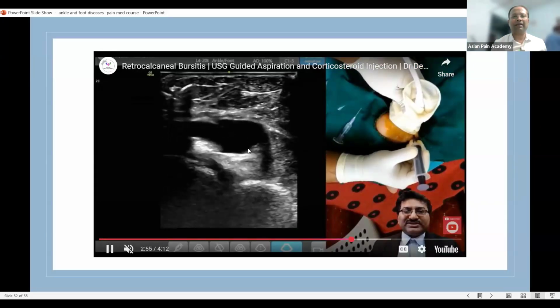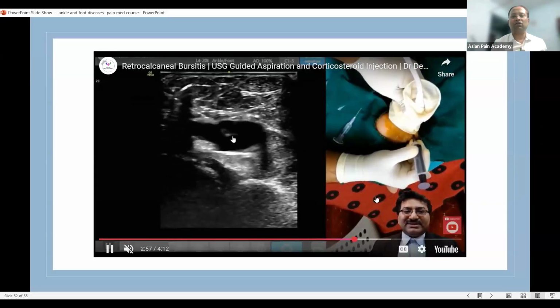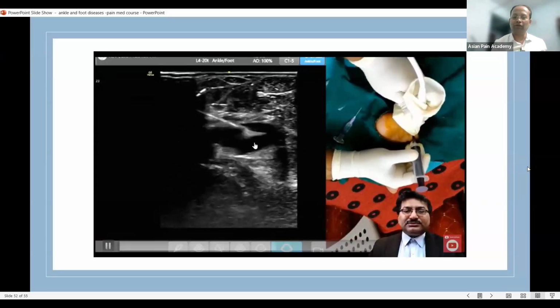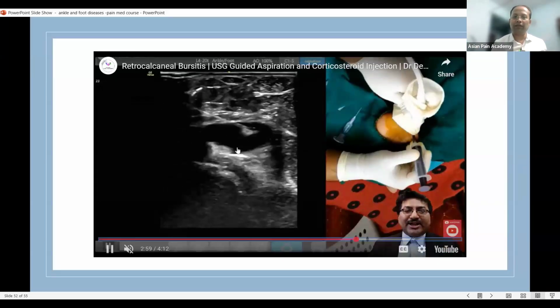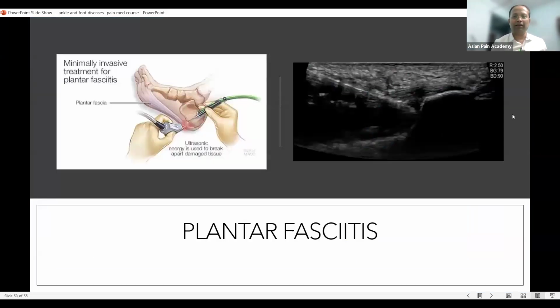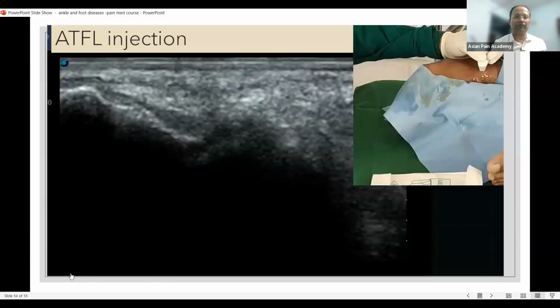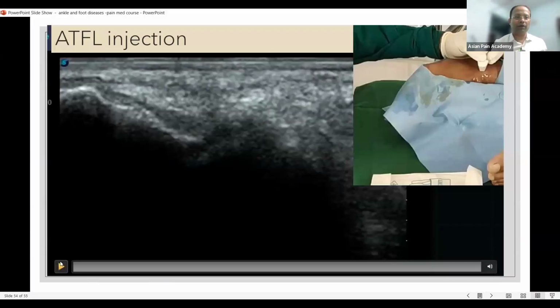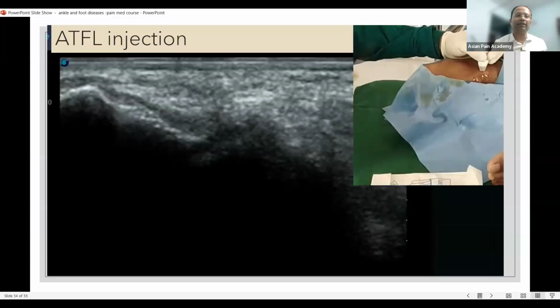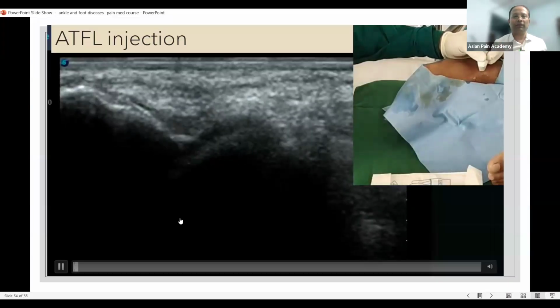So you can see the needle is going inside. You have to put a bit bigger needle so that you can aspirate, and then you can put the steroid inside. Sometimes if the effusion is a bit thicker, then you cannot do anything. If your needle is very small, then thick secretion may not come out.